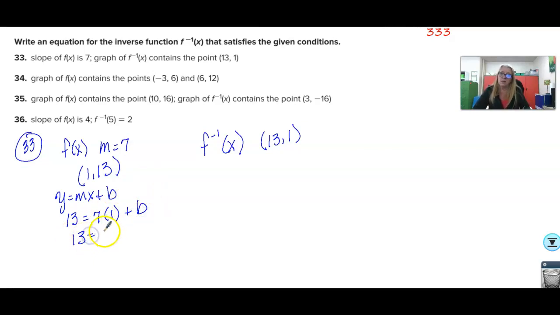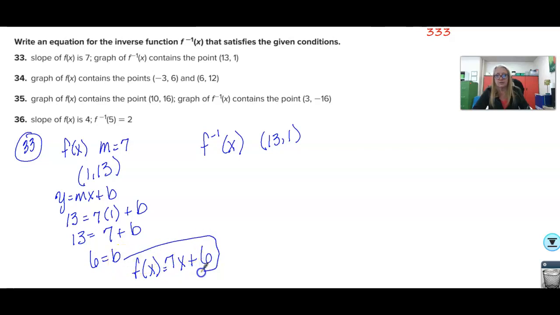I need to put a number in there for x. 13 is my y. My slope is 7. My x is 1. And the b is the thing I don't know. So 13 equals 7 plus b, subtract 7 from both sides, and I get b is 6. So now I know the equation of the original is 7x plus 6. That's the original equation.